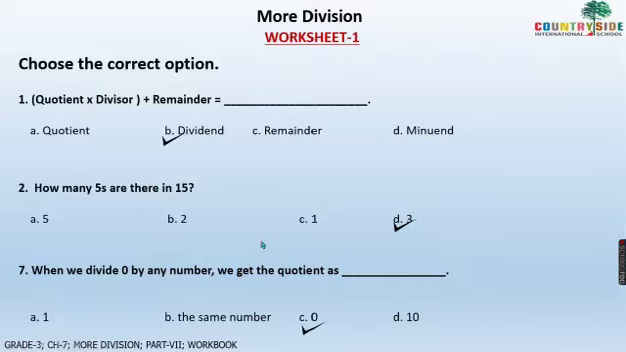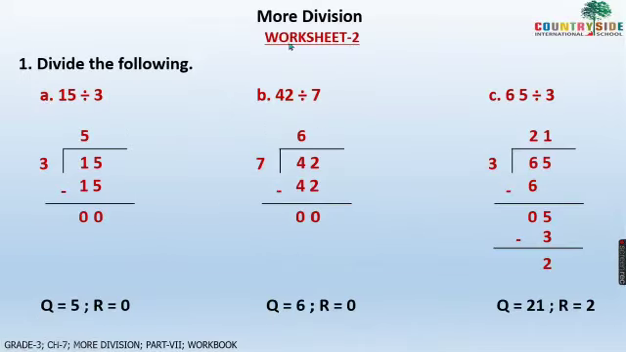Then next is worksheet number 2, divide the following. Now in this, A, 15 divided by 3. So you have to see whether 15 comes in the 3 table, children. Yes, 3 fives are 15. Then what is the remainder here? 0. 15 minus 15 is 0. So your quotient is 5 and remainder is 0.